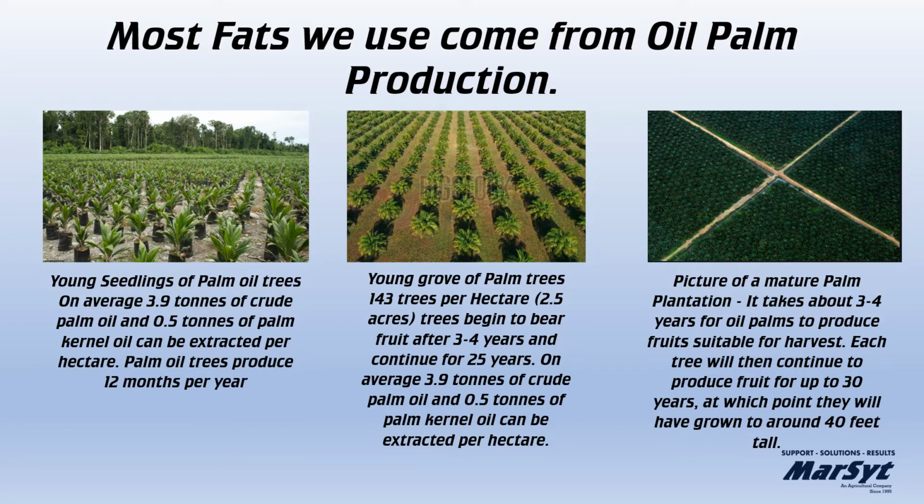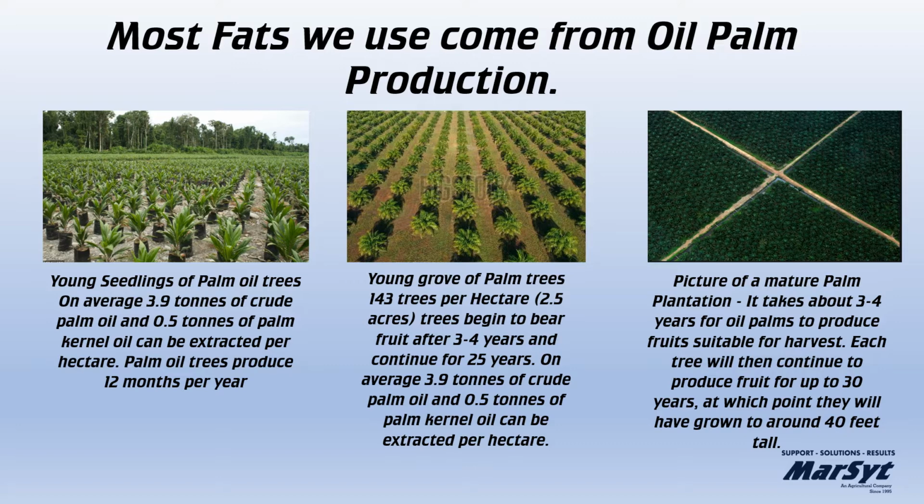On the left is a picture of a seedling grove of oil palm trees. In the center would be a grove of trees that are less than a year old. The far right would be a mature grove of palm trees. Now, these palm trees produce about 76 pounds of oil per tree per year. One acre of oil palm trees, which is about 52 trees, will produce 10 times the oil of any other vegetable crop.